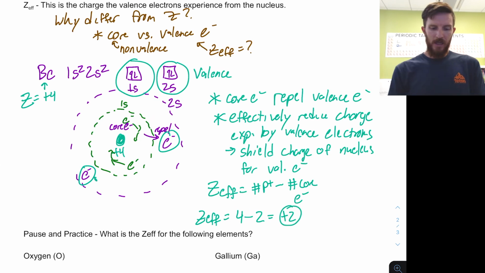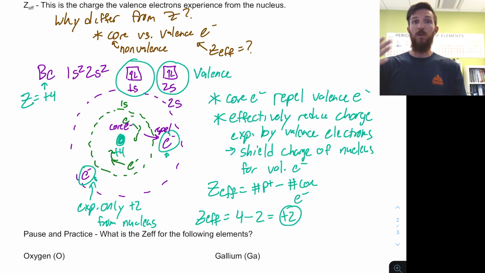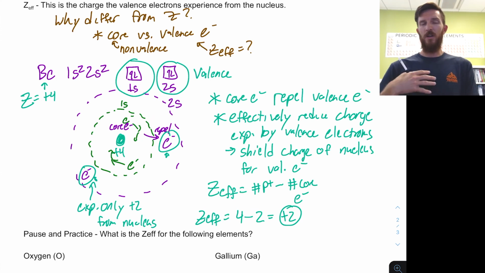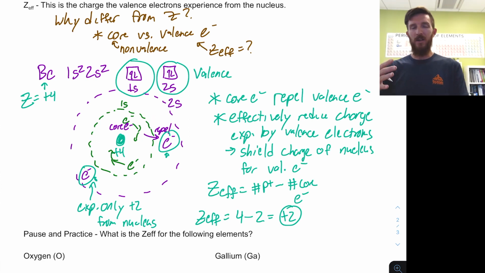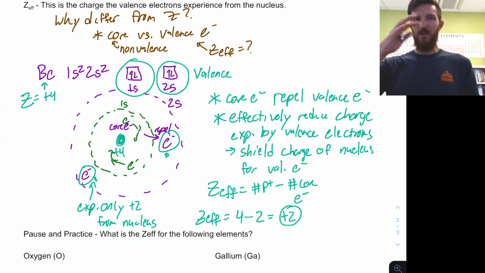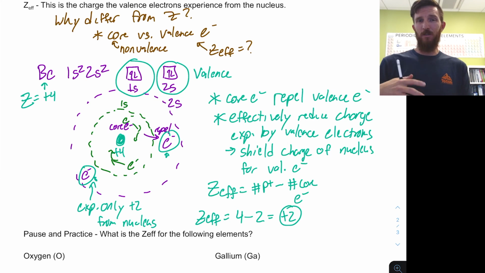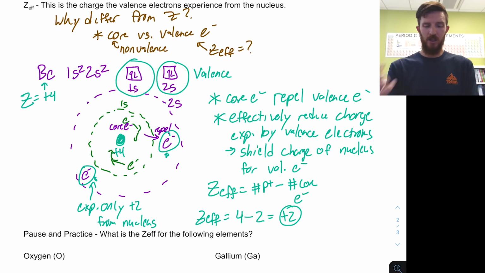Now, what does that mean? That means that these valence electrons will experience only a +2 charge from the nucleus instead of that full +4 charge. And we're going to see this is going to be important in understanding how it's easier or more challenging for electrons to be removed or added to these valence shells. So again, there's this effective charge that our valence electrons feel, based upon these core electrons shielding or blocking the charge that they would feel.